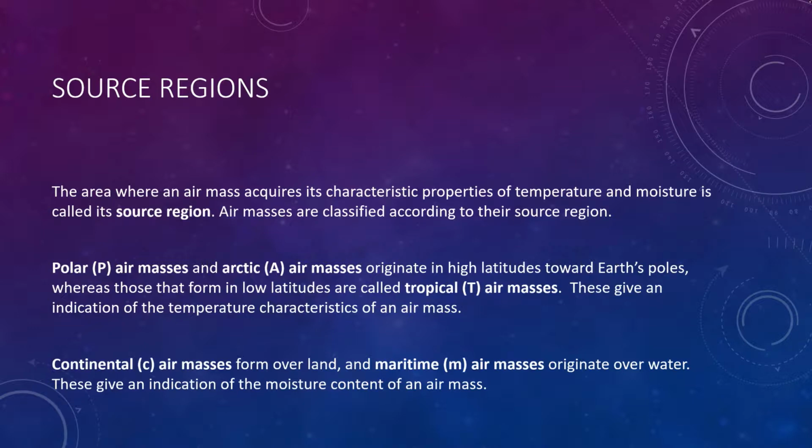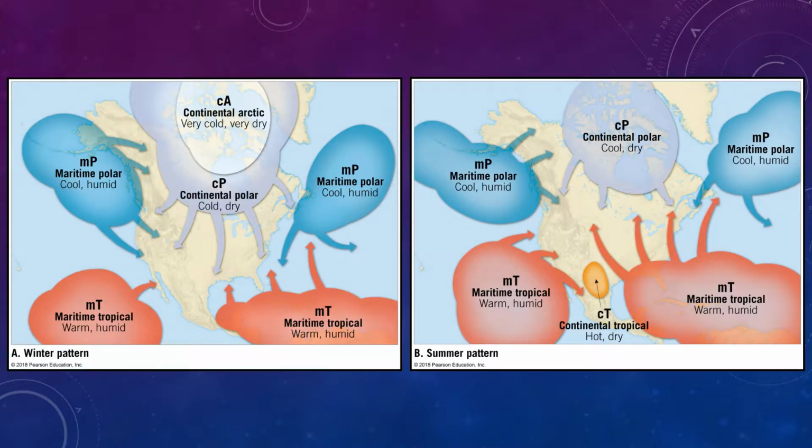So we have multiple types of air masses. The basic types of air masses, according to this scheme of classification, are continental polar, or CP, continental Arctic, or CA, continental tropical, or CT, and then we have the maritime ones, maritime polar, MP, and maritime tropical, MT. So we have this wide variety of different air masses, whether they originate over land or water, and whether or not they're Arctic, polar, or tropical.